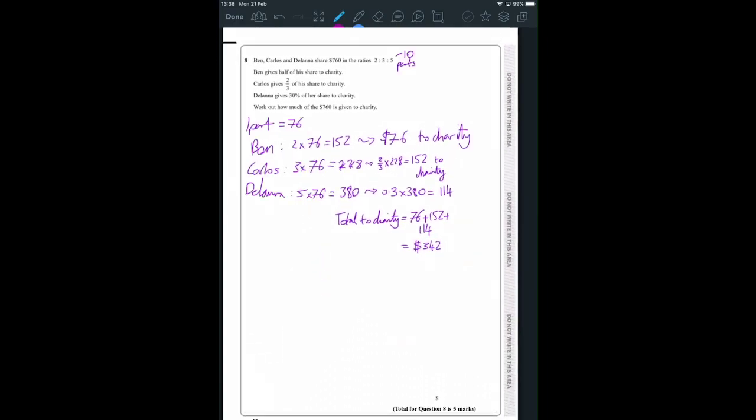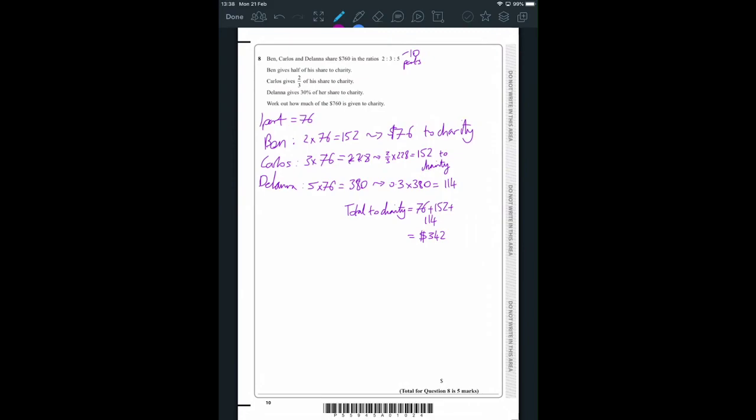Now it's worth just, as with every question, checking whether it seems reasonable. We had 760 to start with. Ben's giving about a half, Carlos a bit more than half, Delena a little less than a half. So about half of 760 is where our answer should be, which is indeed around the 340 mark.